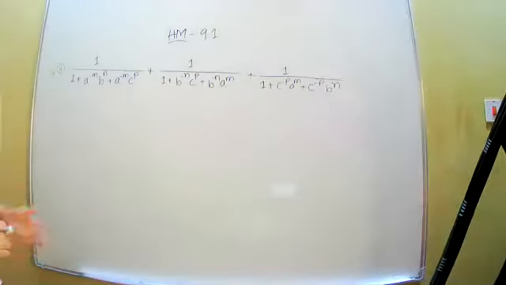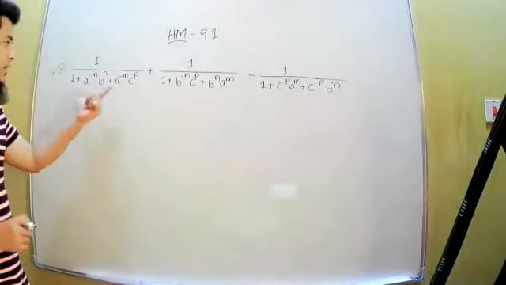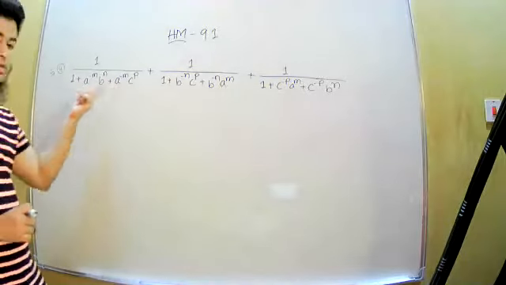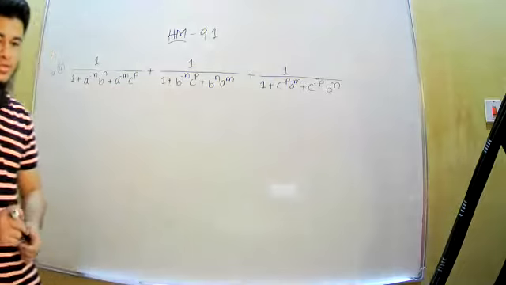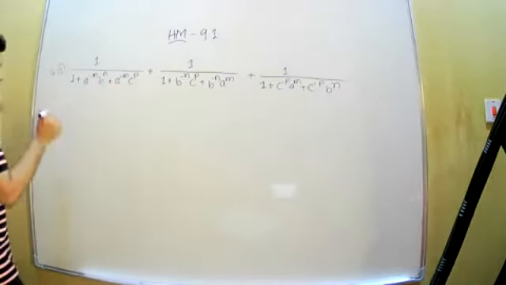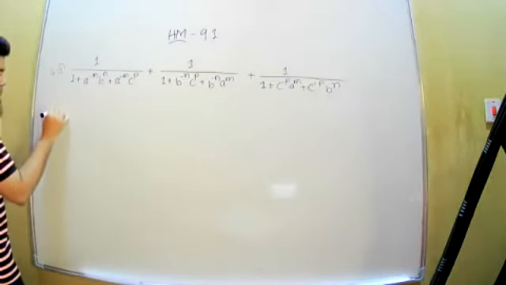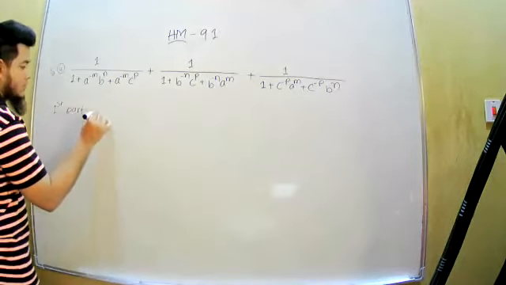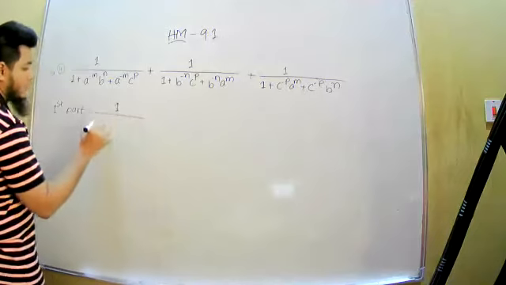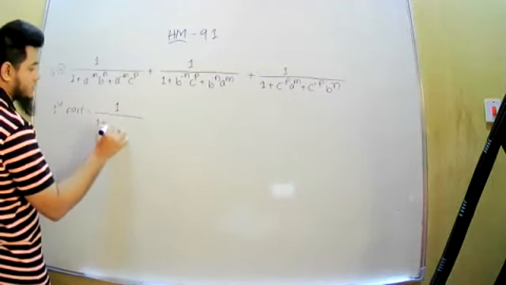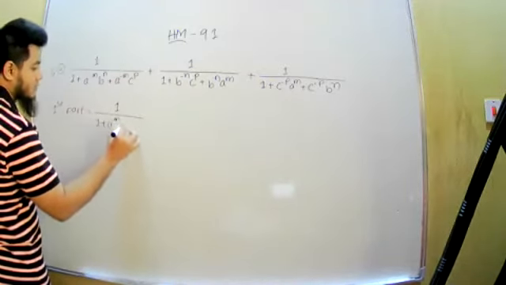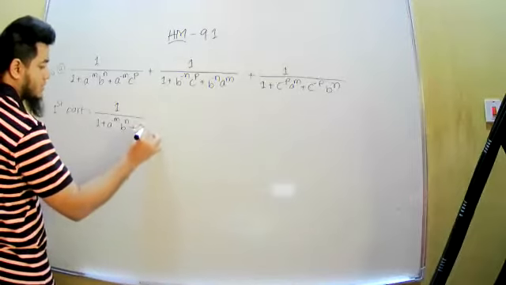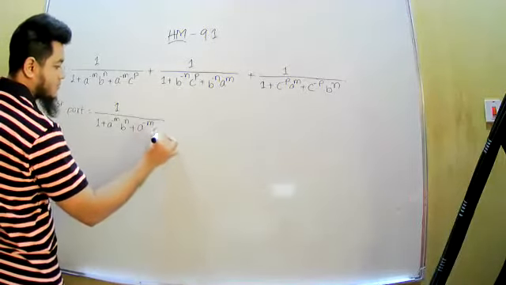Okay, so this is our question. We will solve it part by part. At first, let us take a look at the first fraction, okay? The first fraction that we have, we can write it as first part, 1 divided by 1 plus e to the power minus m, b to the power n minus m, c to the power p.